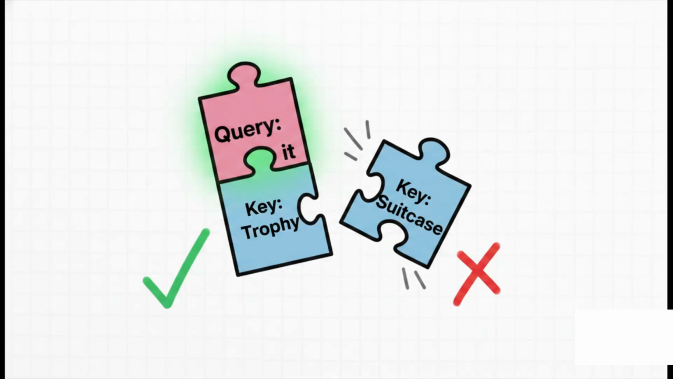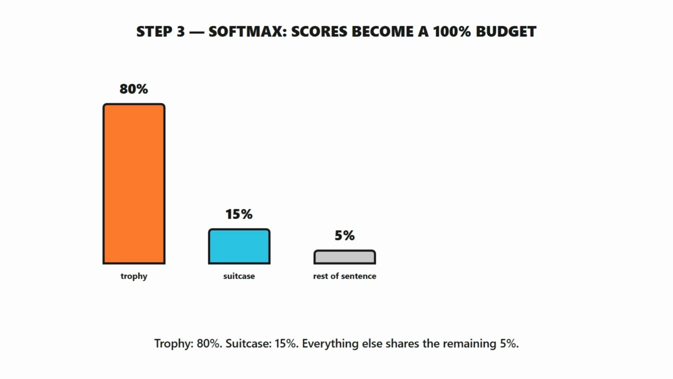So step 1 relies on the dot product. If you remember your linear algebra, this is just a way to test vector alignment. The system takes the query vector for the word it and calculates the dot product against the key vectors for both trophy and suitcase. This raw score is just measuring semantic similarity. Because the vectors for it and trophy point in a similar direction in this massive high-dimensional space, they get a really high score. Meanwhile, suitcase gets a much lower score.